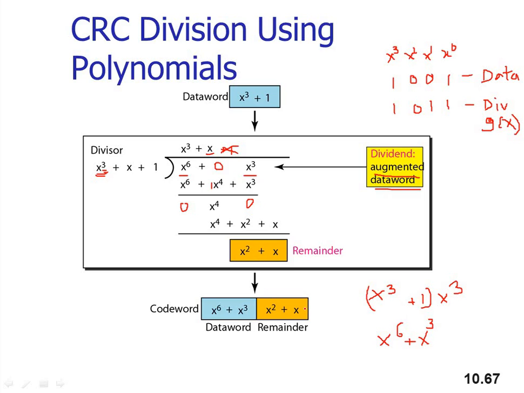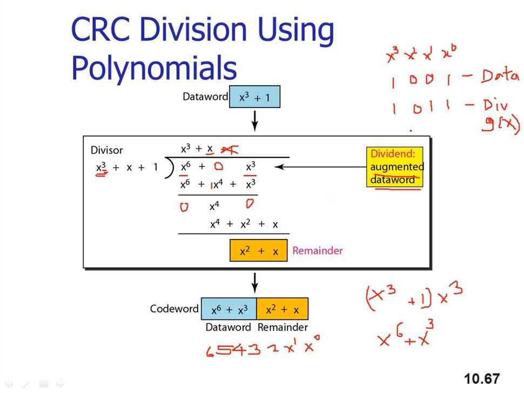Now x square plus x is my remainder. Now let us see how I am going to represent the data in x raised to 0, x raised to 1, this is 2, this is 3, this is 4, this is 5, and this is 6.